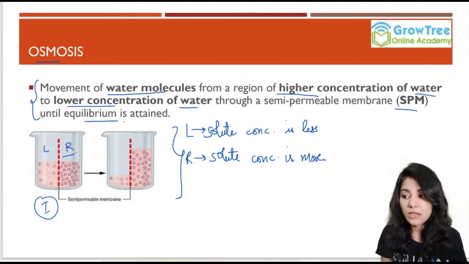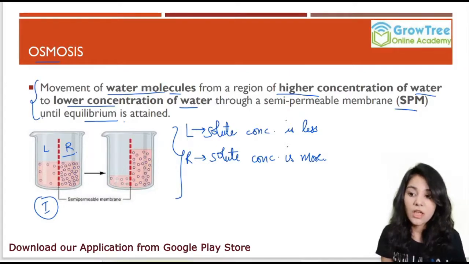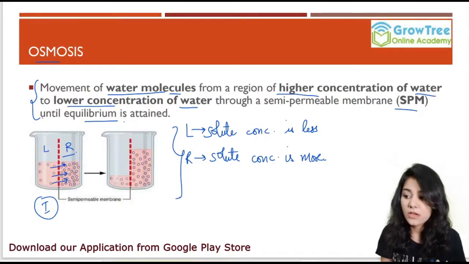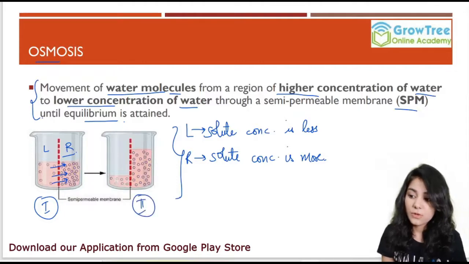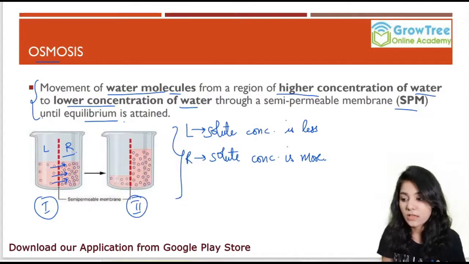As we have discussed in the definition, osmosis is the movement of water molecules from a region of higher concentration to lower concentration, and the concentration which is considered in this definition is that of water. So the movement of water will take place from left to right, because the concentration of water in the left side is more and in the right side is less. As you can see in the other image, beaker 2, the movement of water has taken place from the left direction to the right direction.